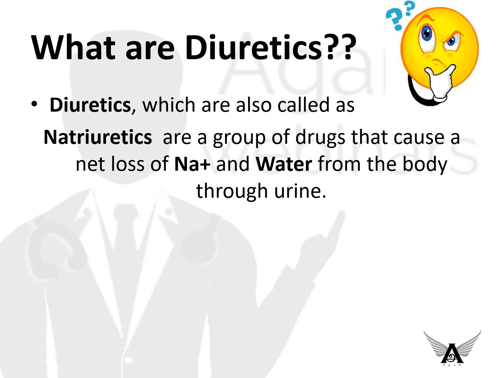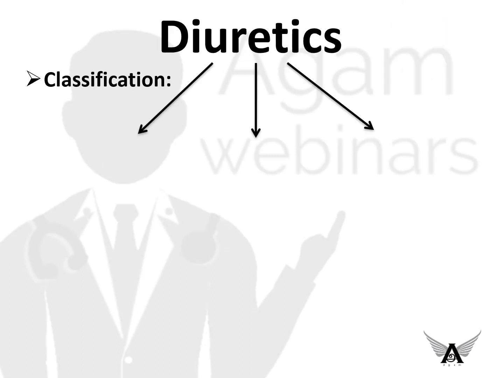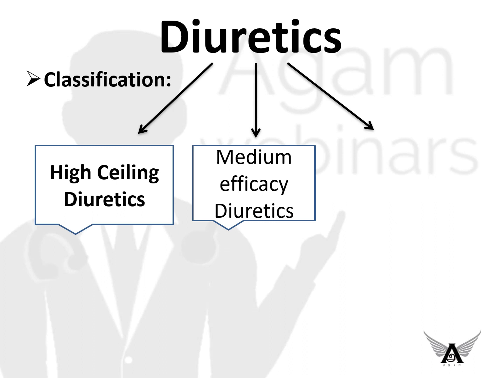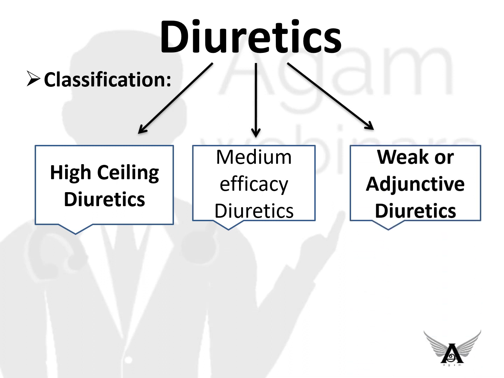With this in mind, let's now see the classification of diuretics. Diuretics are classified as high ceiling diuretics, medium efficacy diuretics, and weak or adjunctive diuretics. In this video, we'll mainly be learning about high ceiling diuretics and weak or adjunctive diuretics.